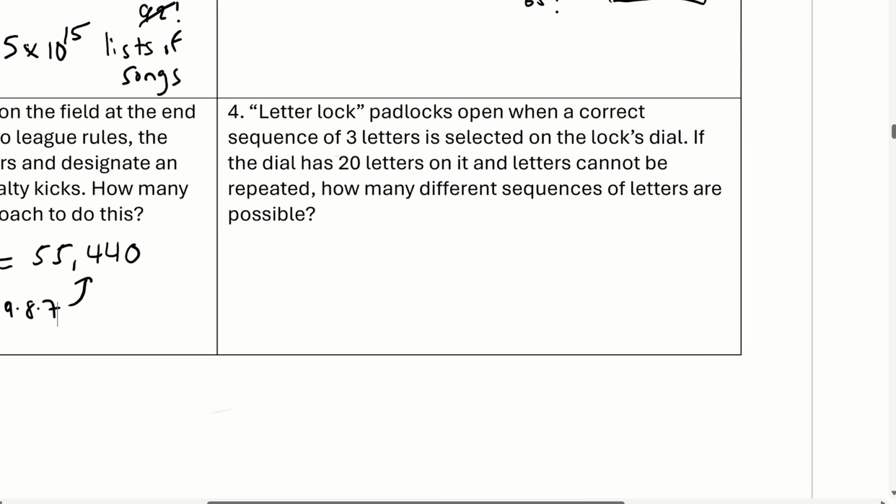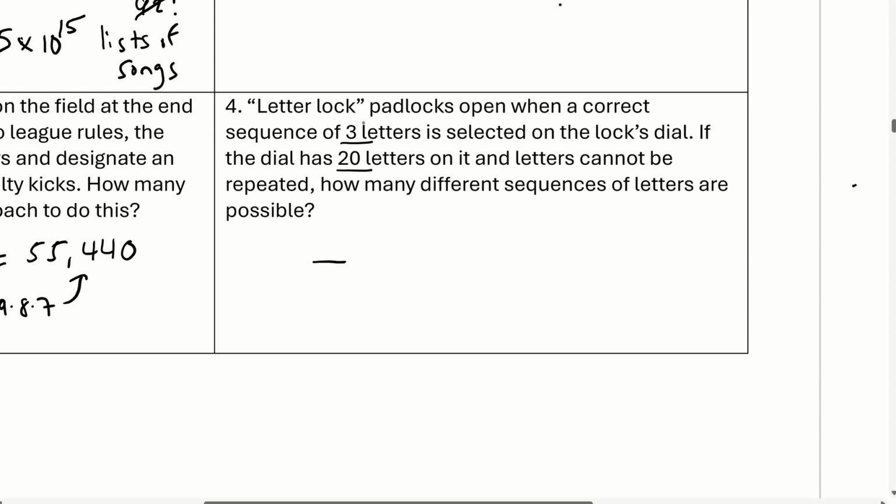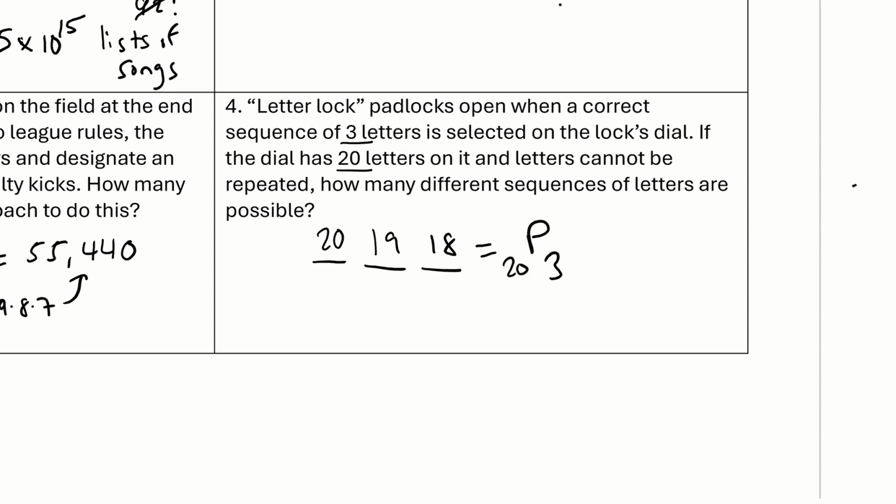All right, so number 4. Letter lock padlocks open when a correct sequence of 3 letters is selected on the dial. So 3 letters, and then it says the dial has 20 letters on it, and letters cannot be repeated. How many different sequences of letters are possible? All right, so since they can't be repeated, you have 3 slots. We have 20 letters, then 19, then 18. But that's the same thing as 20 permute 3, right? So when you do that, you get 6,840.